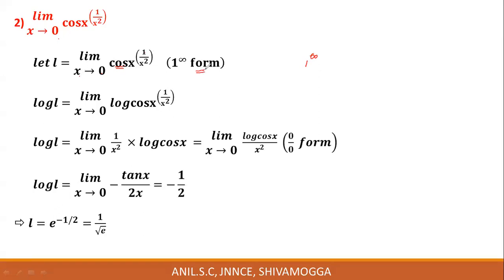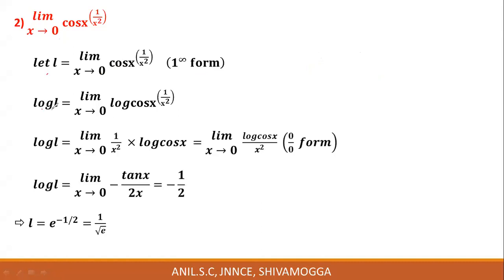We cannot use L'Hospital's rule. L'Hospital's rule is applicable only when the indeterminate form is either 0 by 0 or infinity by infinity. We cannot use it in this form, 1 power infinity. Therefore, we have to convert this into either 0 by 0 or infinity by infinity form. For that purpose, take log on both sides.